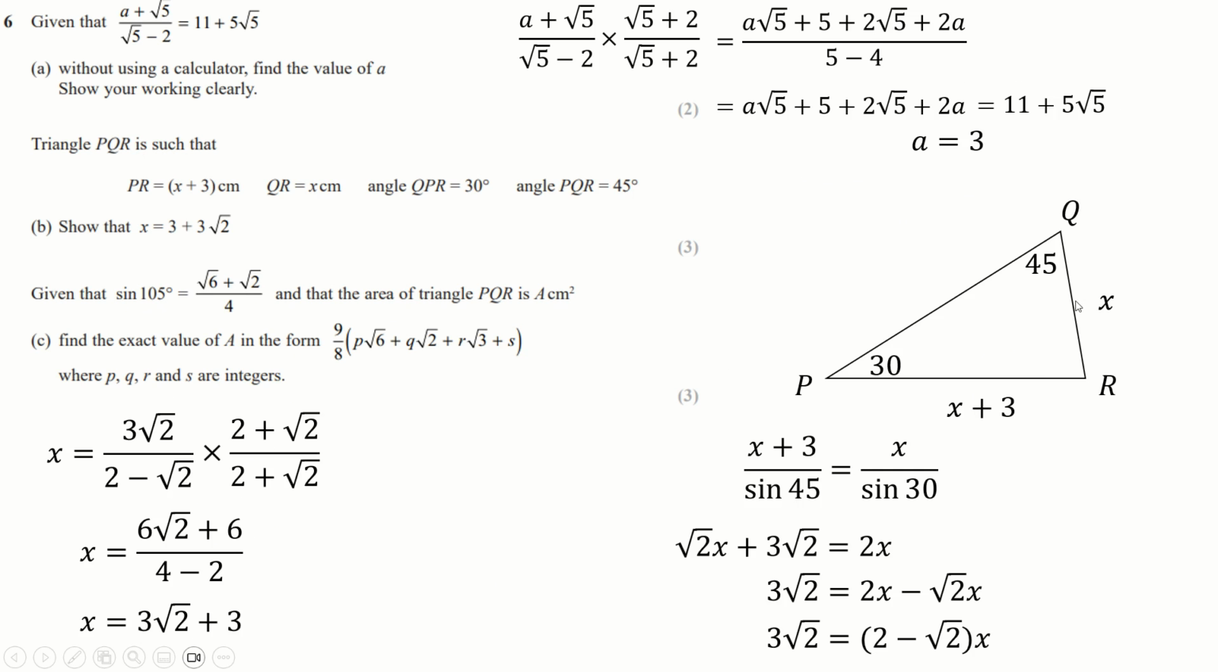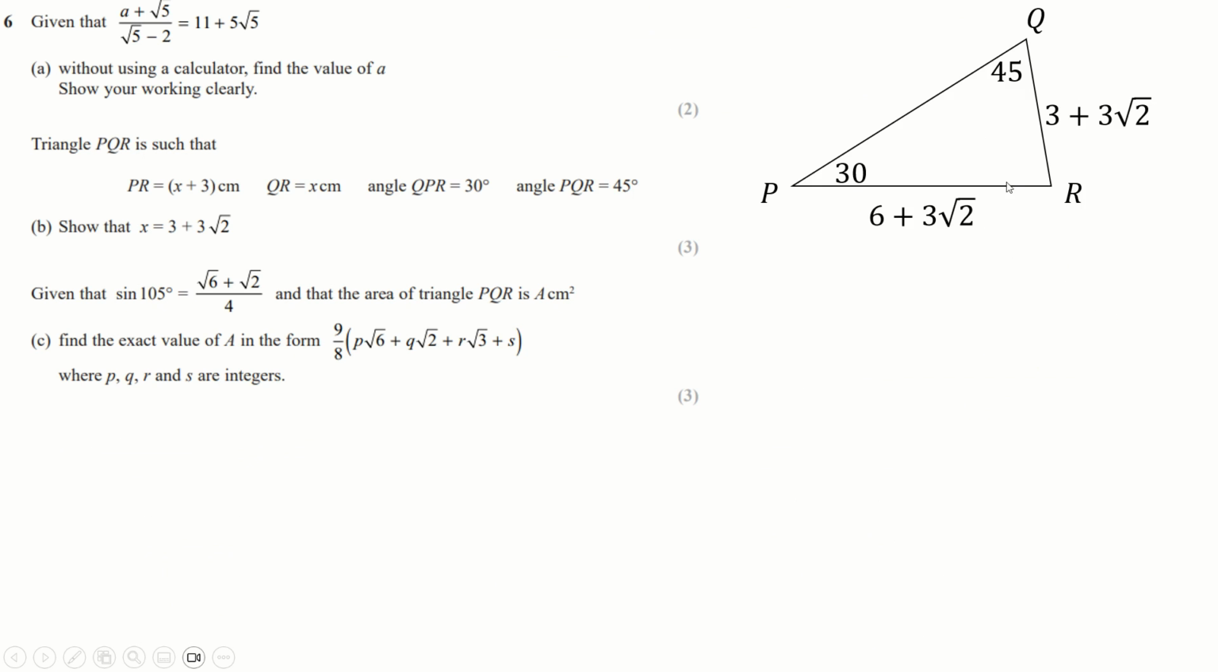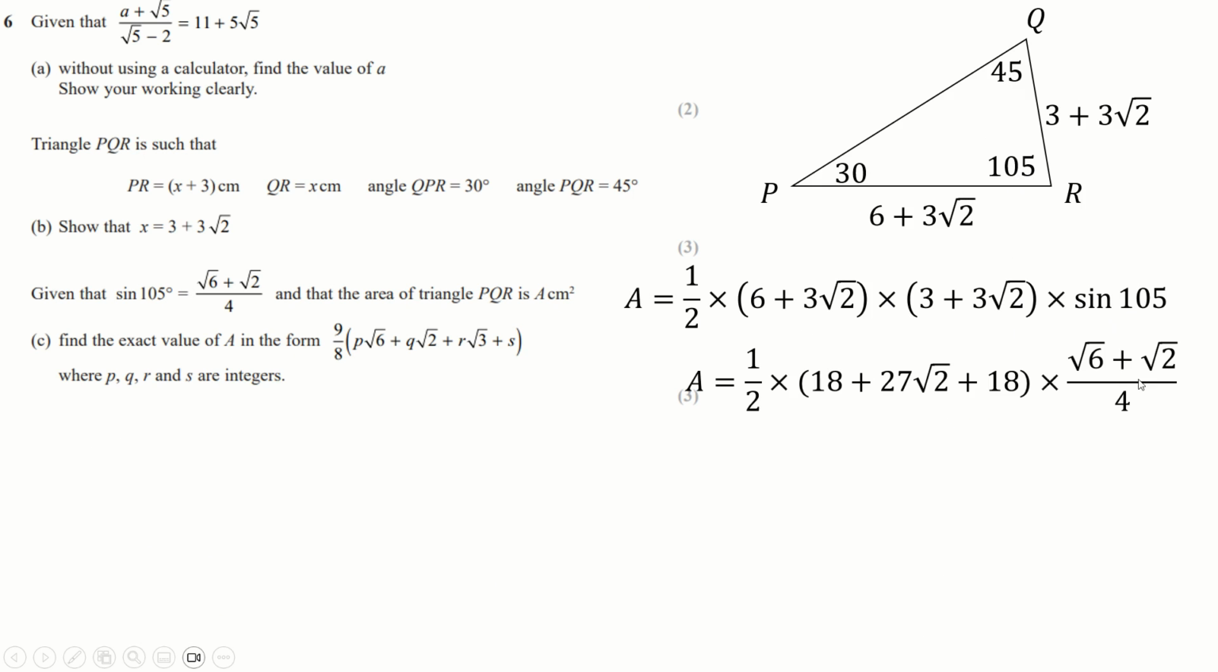If you just plug in those two values with this, I think you get this. And then the area of this is clearly going to be a half times this, times that, times sine of this. Now, very conveniently, this angle is 105, because 30 plus 45 is 75, 180 minus that is 105. We're told that sine 105 is that. So I think this is all good to go.